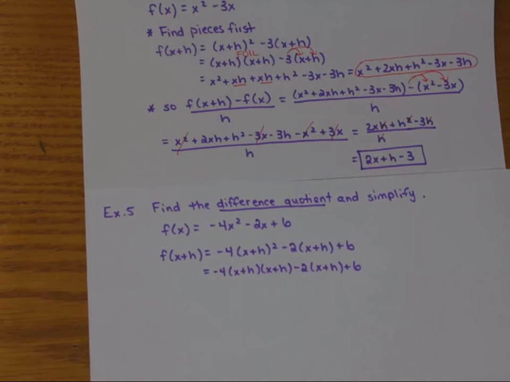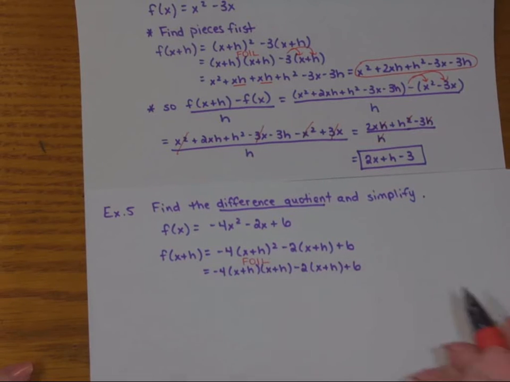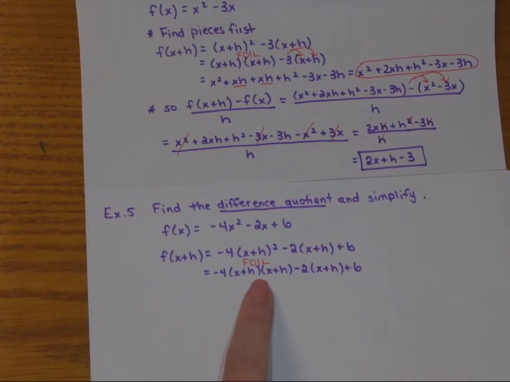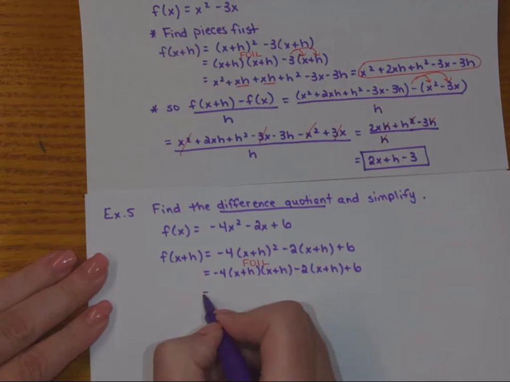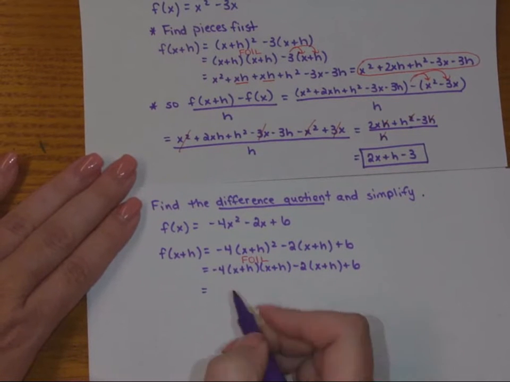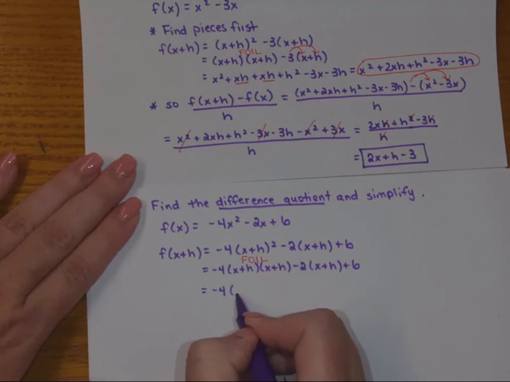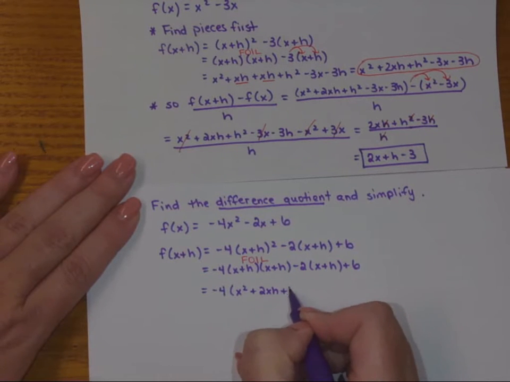Okay? So we have a little more to do than we did on the last one, but the process is really similar. We're still going to FOIL this. And notice this is actually the same exact foiling that we did up here. So if you pay attention, you might be able to pull some of that, or you just need to redo first, outside, inside, last. So I'm going to leave the negative 4 and I'm going to FOIL, and that's going to give me x squared plus 2xh plus h squared.